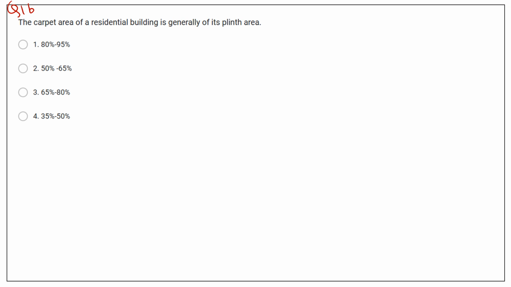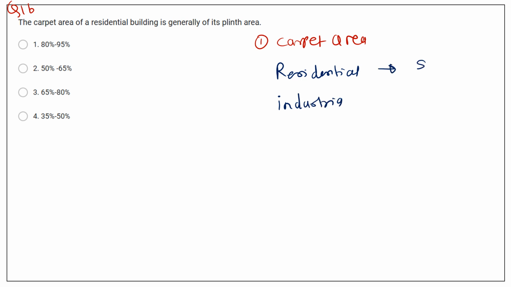The carpet area of a residential building is generally what percent of its plinth area. First, carpet area is related to residential, and the second one is for industrial. For residential, this is 50 to 65% of plinth area, and for industrial 60 to 75%. So here the second option is correct, which is 50 to 65%.